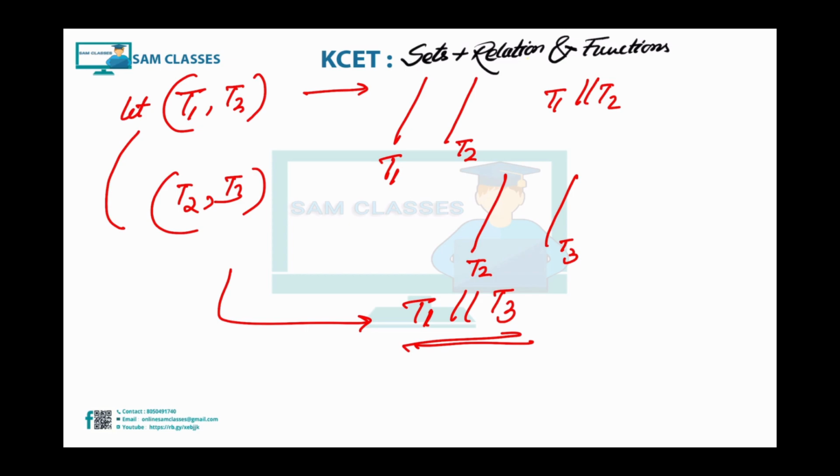Pretty simple, students. Now, if any relation follows all three, then we say it is an equivalence relation. What is it? Equivalence relation.